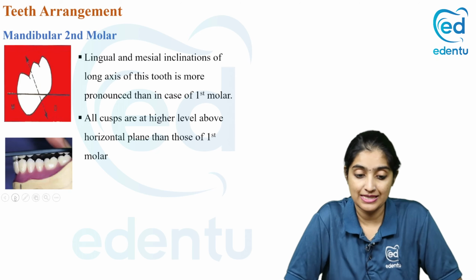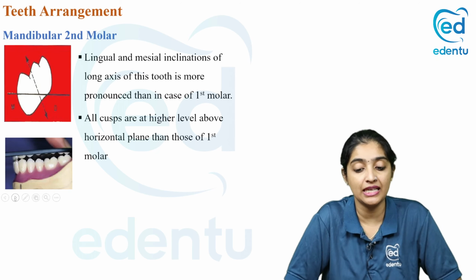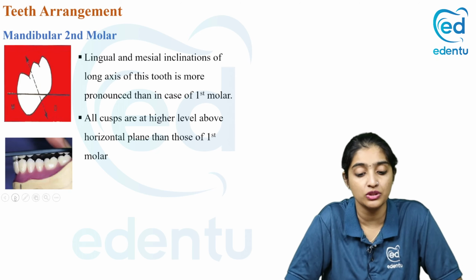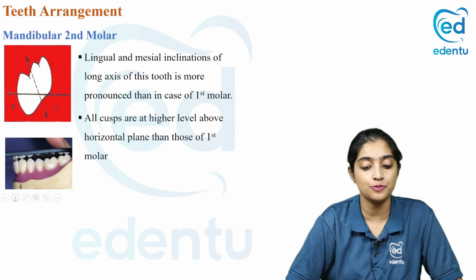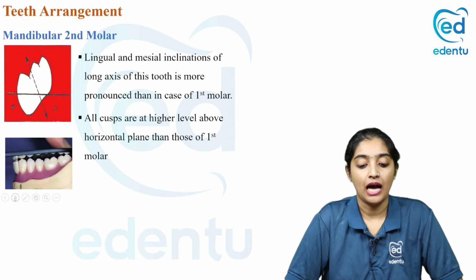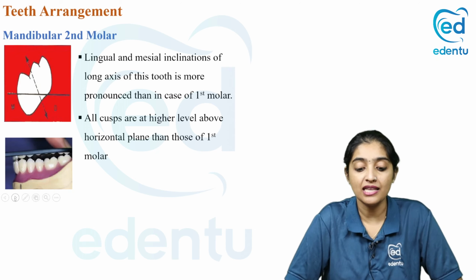Coming to the mandibular second molar, the lingual and the mesial inclinations of the long axis of the tooth are more pronounced than that of the first molar. All the cusps are at a higher level above the horizontal plane than those of the first molar.